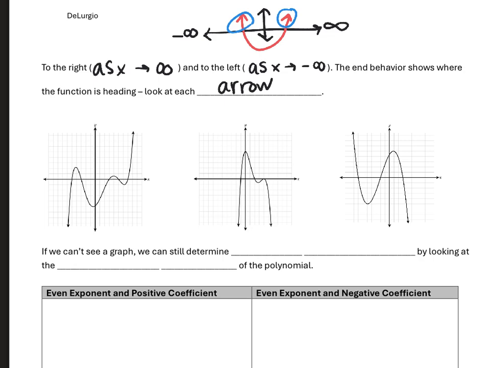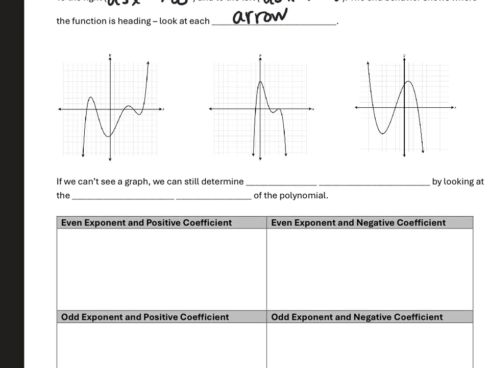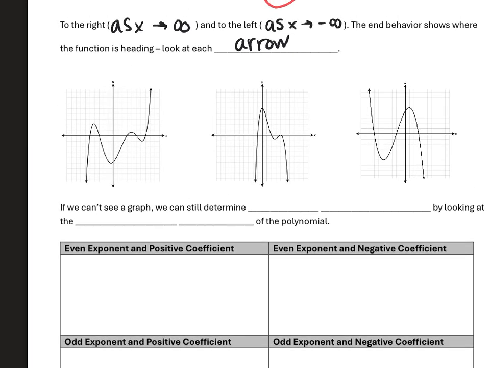When we have a graph, it's pretty easy to do end behavior. If you have a graph, that's great, but you won't always. So for this first graph, we're going to start to the right as x approaches infinity, and you have to write the whole thing for the end behavior. To the right, where is y headed? Positive infinity.